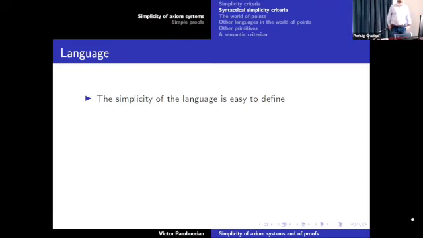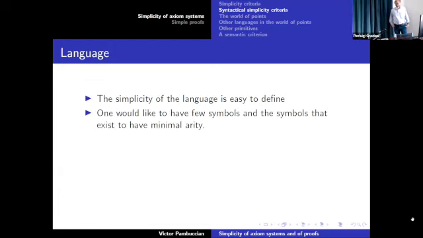But how do you go about absolutely, if you don't have to compare between 2? You compare yourself with any possibility. Well, you would like to have as few symbols as it gets. And the symbols that you have, you want them to have minimal arity. So arity means what? A binary relation is easier than a ternary relation. And a ternary is easier than a quaternary. I mean, it's simpler.